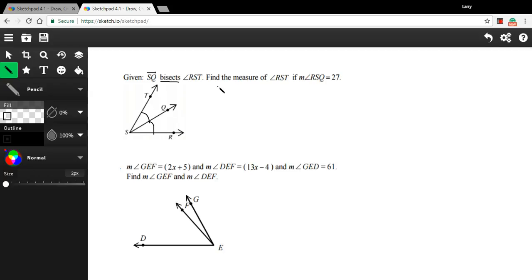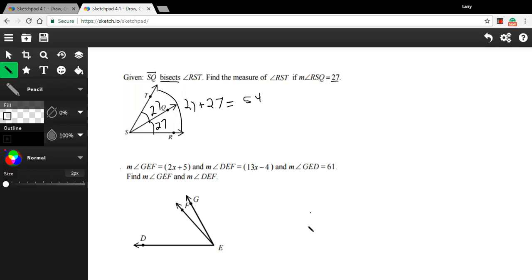And it says find the measure of RST. So, that's the whole thing. So we want to find the whole thing. If RSQ equals 27, and RSQ, that's this bottom one, so this is 27. Well, since SQ is a bisector, if this is 27, then this is 27. And so the whole thing must be 27 plus 27. And that is 54.